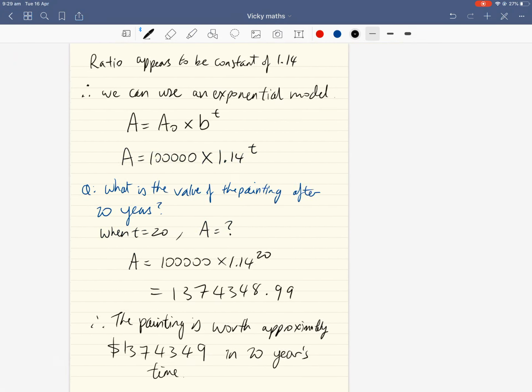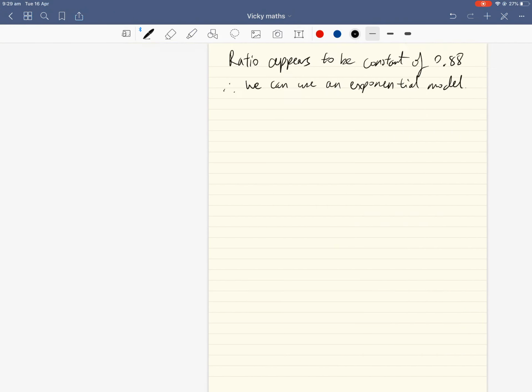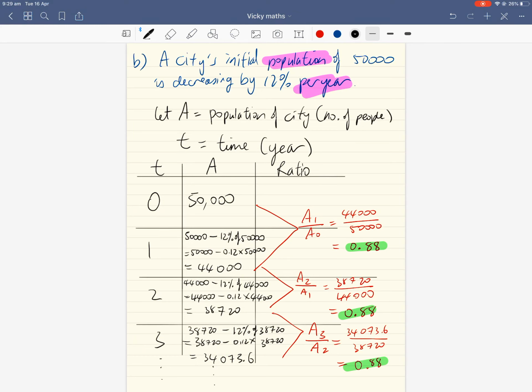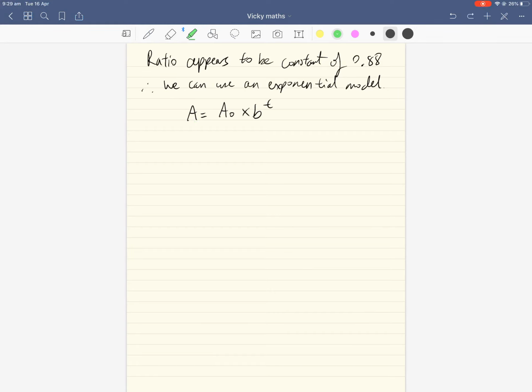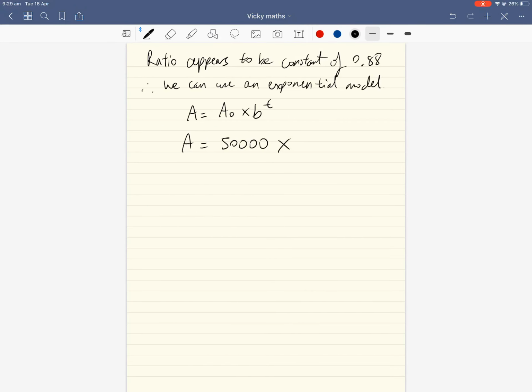So what's the generic exponential model? Remember, A equals A0 times B to the T. So quote your default one: A equals A0 times B to the T. So A0, how many people were in the city at time 0? At time 0 we had 50,000 in the city. So A equals 50,000 times B. B is your constant ratio. Your ratio is 0.88. So times 0.88 to the power of T. So that is your model.